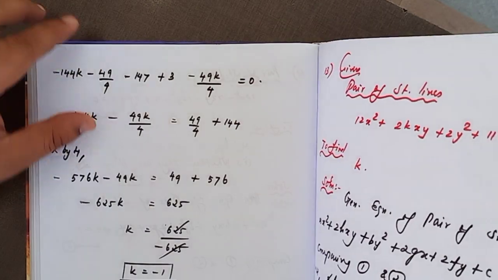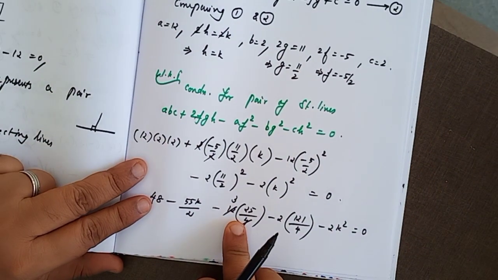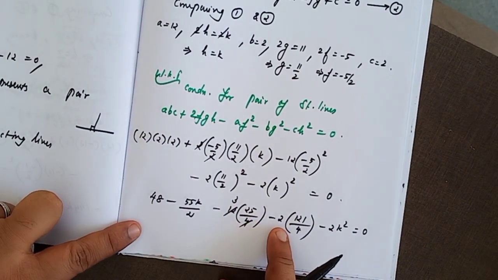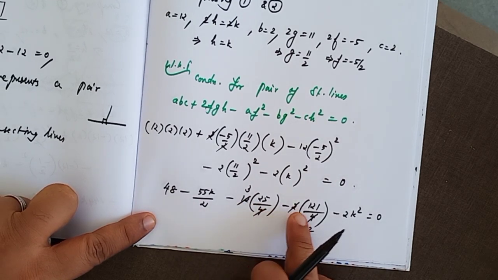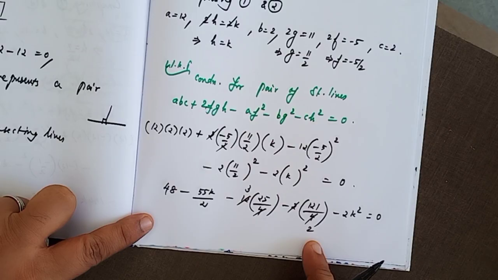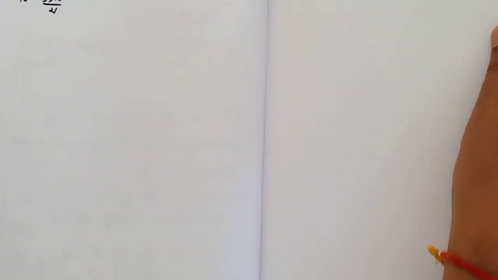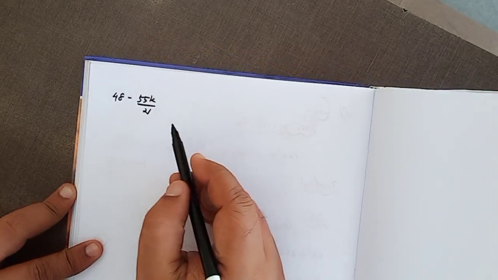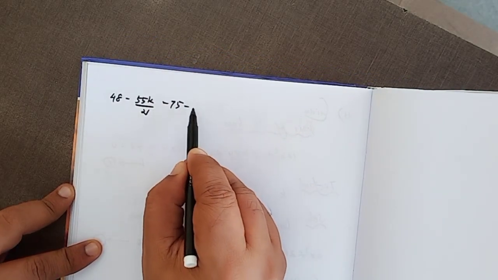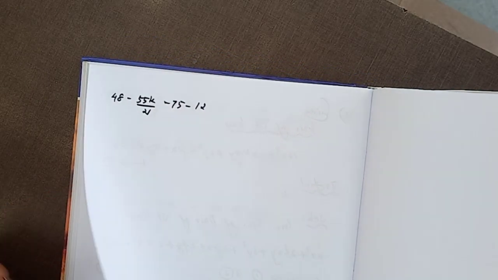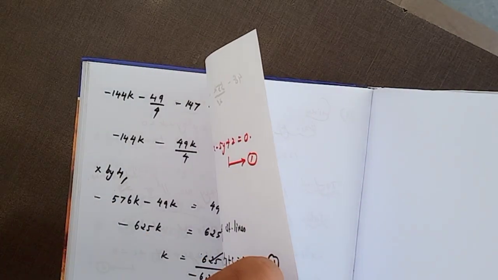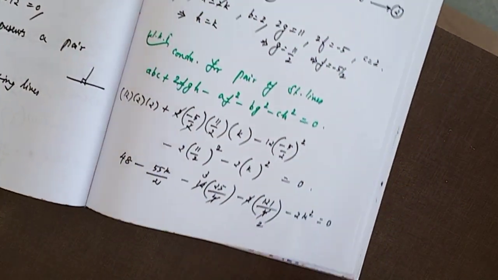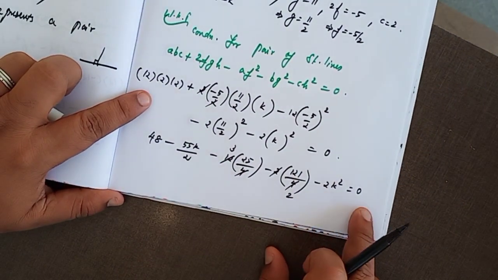Then minus 3 into 25, that is equal to 75. Here we can cancel by 2, 2 times. Minus 75 minus 121 by 2. Finally, we have minus 2k squared, that is equal to 0.